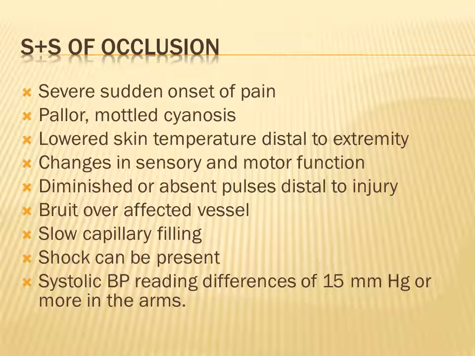Signs and symptoms: severe sudden onset of pain, pallor or cyanosis or mottling to the extremity or the affected area, lowered skin temperature to the extremity or the affected area, changes in sensory and motor function, diminished or absent pulses. Remember, this is blocking an area where no or very significantly decreased flow is occurring below that site. You can have a bruit over the affected vessel, slow capillary filling, shock, and then systolic blood pressure readings of greater than 15 or more.